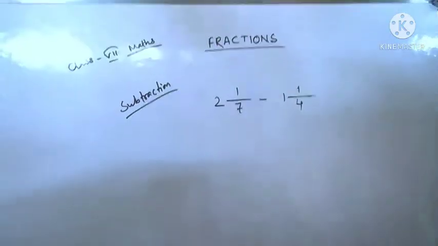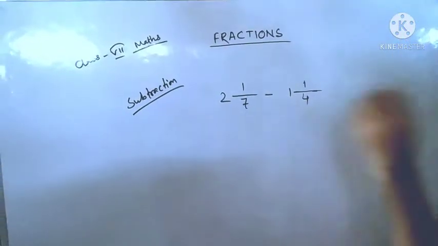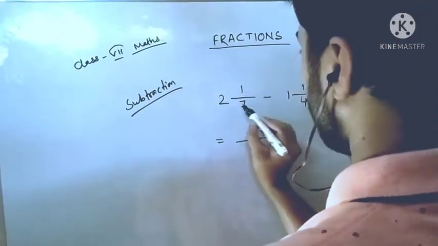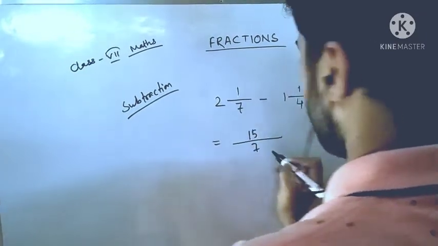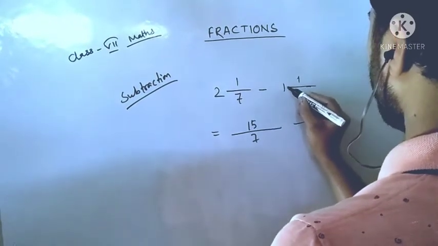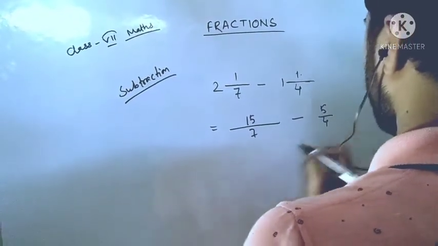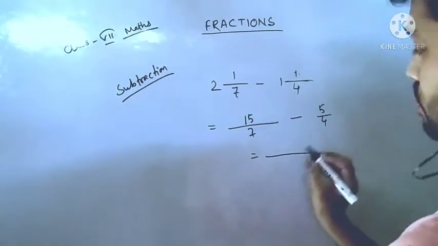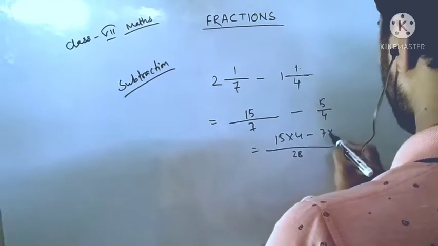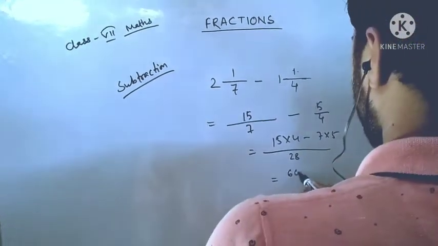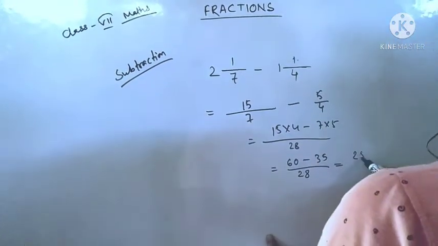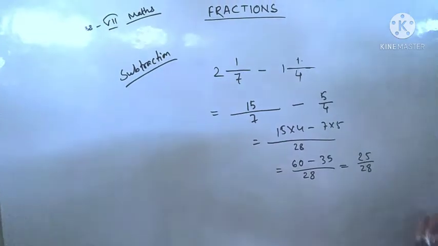Okay. Now we will subtract two mixed fractions. Okay. Two mixed fractions. So 7 into 2 plus 1 means 15 by 7. We have to make these improper fractions. So 4 into 1 plus 1, that is 5 by 4. The LCM of 7 and 4 is 28. So 15 into 4 minus 7 into 5 equal to 60 minus 35 by 28, that is 25 by 28 will be the answer. Okay.